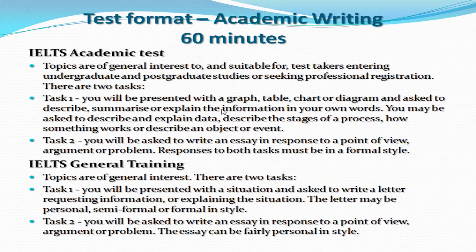And academic writing takes 60 minutes, and in academic writing, topics are of general interest to and suitable for test takers entering undergraduate and postgraduate studies or seeking professional registration. So these are 2 tasks. In Task 1, you will be presented with a graph, table, chart, or diagram and asked to describe, summarize, or explain the information in your own words. So you may be asked to describe and explain the data, describe the stages of a process, or how something works, or describe an object or event.